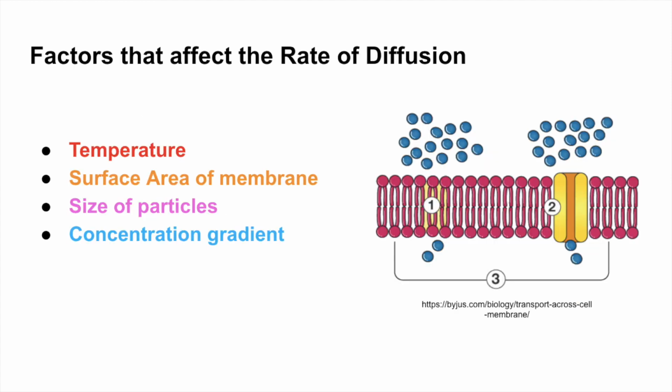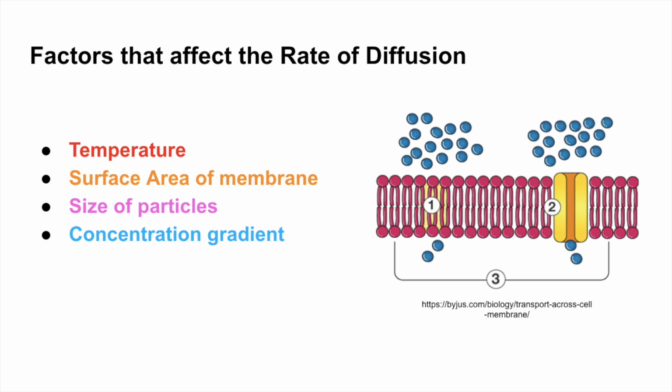Let's look at factors that affect the rate of diffusion. Well, first off, temperature. The higher the temperature, the faster the rate of diffusion because the particles will have more kinetic energy. Second, we have the surface area of the membrane. Again, the larger the surface area, the faster the rate of diffusion because more molecules can diffuse at once. Third, the size of the particles. If the particles are smaller, they'll diffuse faster because larger particles experience greater resistance.